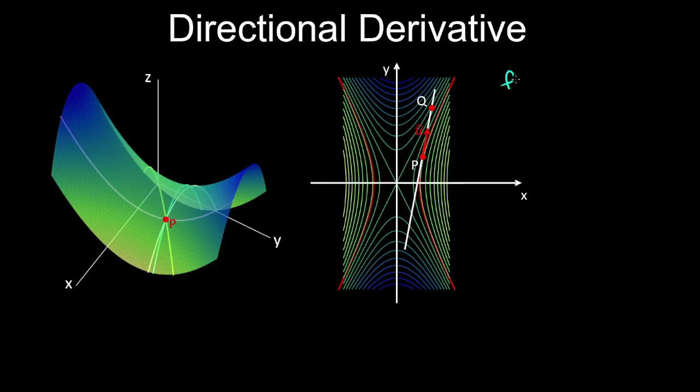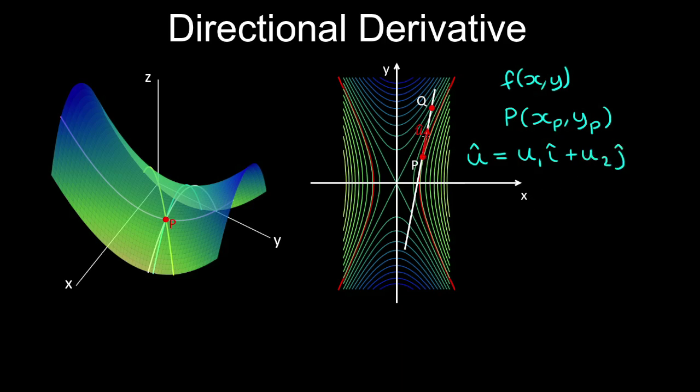Suppose we have a function of two variables, defined throughout a region in the xy plane, or the function's domain, and we have a point in this region with coordinates xp and yp that's also in the region, and u is a unit vector with a component in the x direction and a component in the y direction.